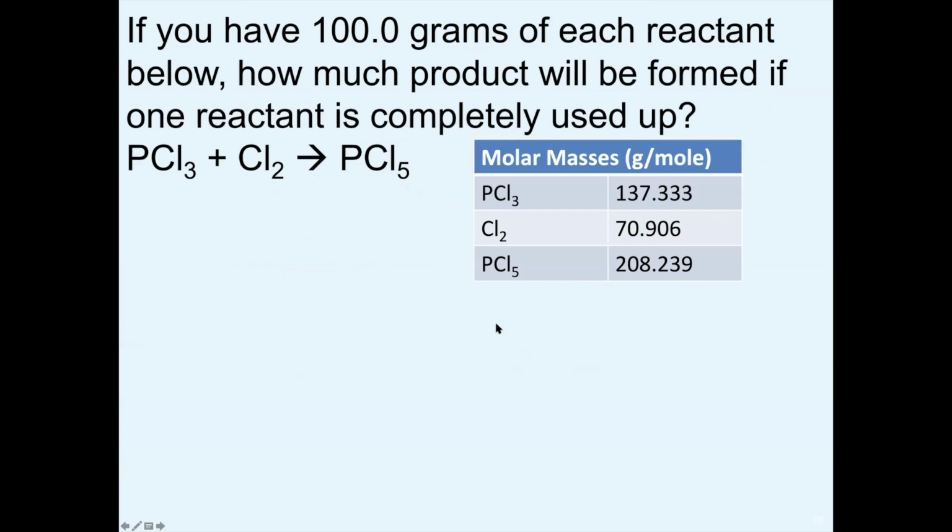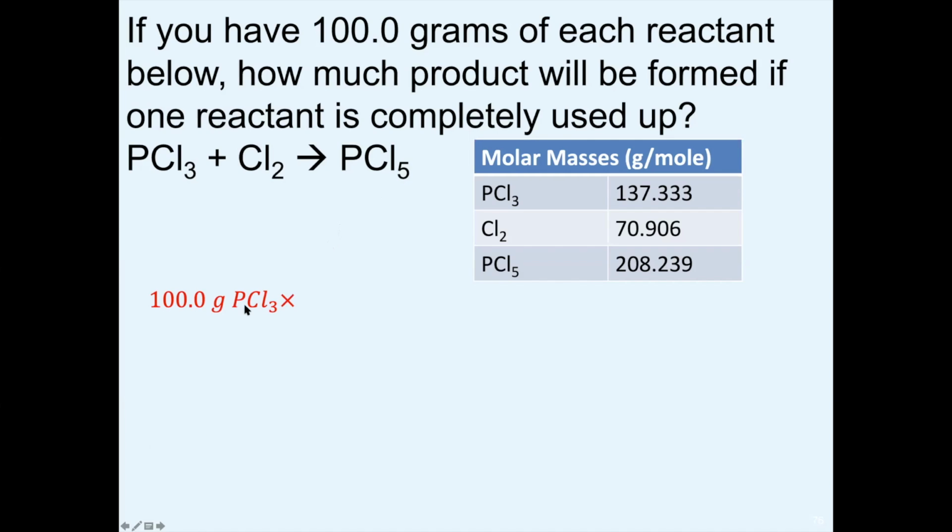Okay, so again, I was going to have you do these in small groups, but in the interest of time, I'm just going to go through it as an example. So let's say that I have this chemical reaction, these are the molar masses, and I have 100 grams of each of these two reactants. I've got 100 grams of PCl3, I've got 100 grams of Cl2, and I want to know how much product is going to be formed. And also in the process, I'm going to determine which one is the limiting reactant.